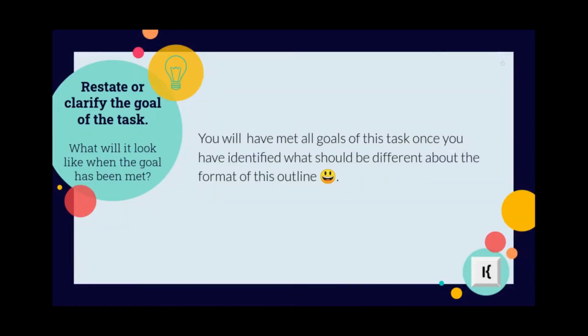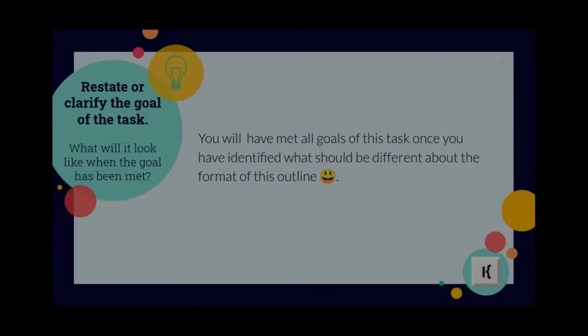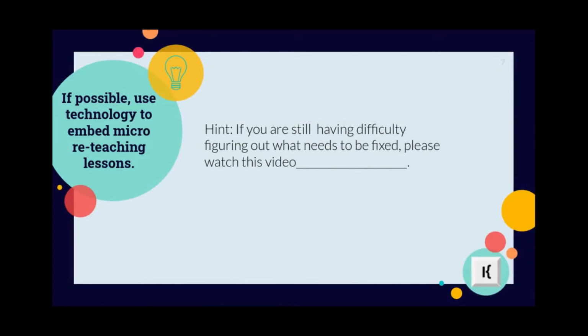Next, it's important to restate or clarify the goal of the task. Sometimes that goal might have changed. Where my original goal was that they were going to do this well the first time, my new goal might look a little bit different. And so it's important for me to communicate to my student what it will look like when that goal has been met. So you will have met all goals of this task once you have identified what should be different about the format of this outline. So hey, once you do this, I'm going to say that you've met the goals. And again, this being a formative assessment, I'm confident that we can work through that process.